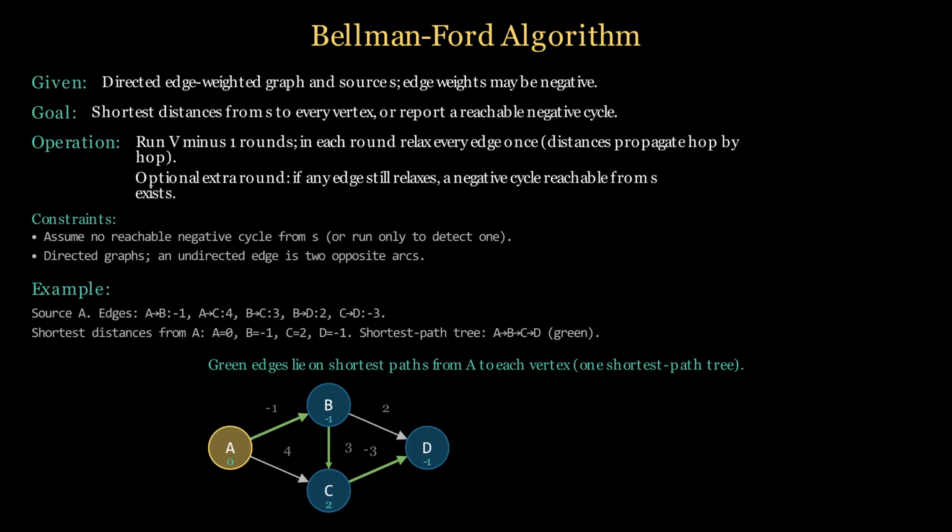In the example graph, A starts at 0. The edge A to B with weight -1 sets B to -1. The path A to C through B gives -1 plus 3 equals 2, better than the direct edge 4. Continuing B to C to D gives 2 plus -3 equals -1 for D. The green edges trace that shortest path tree from A.